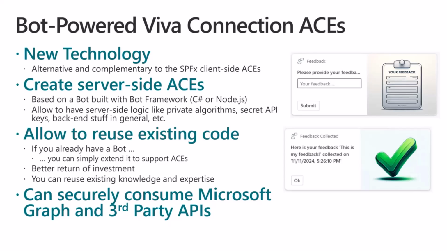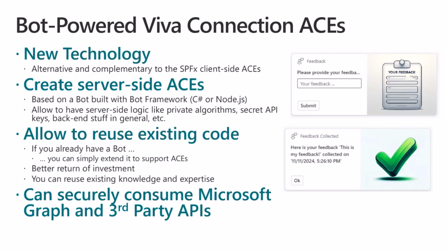Those are really useful whenever you want, for example, to hide private algorithms or secret API keys in a backend infrastructure, which is helpful if you are working with a client-side technology and you don't want such things on the client side. When you do that, you basically build a bot behind the scenes of those adaptive card extensions.